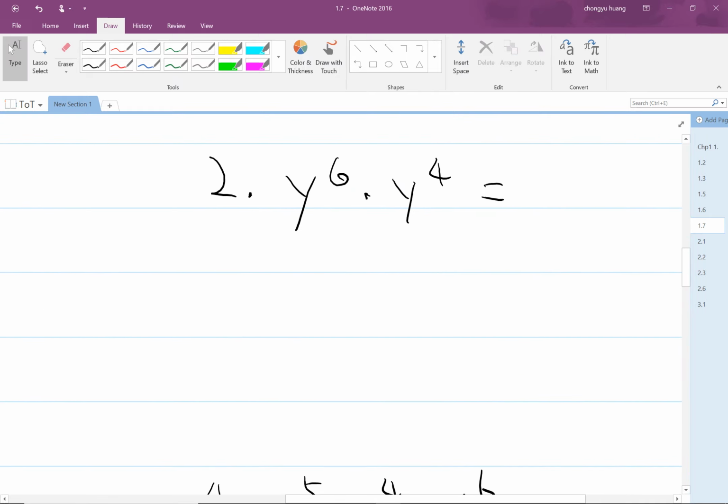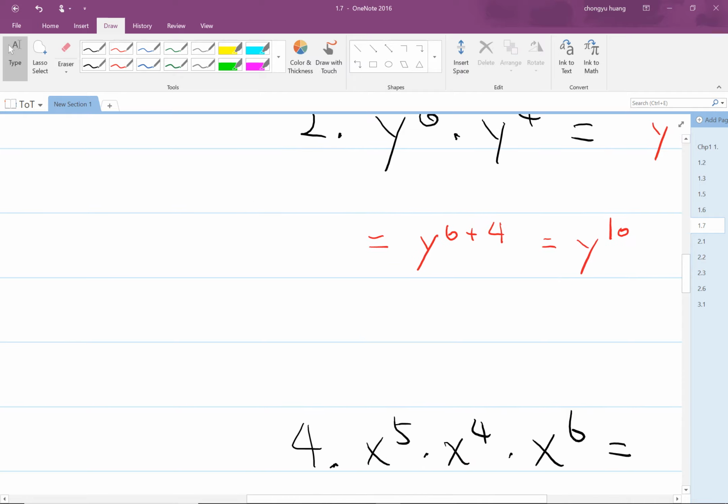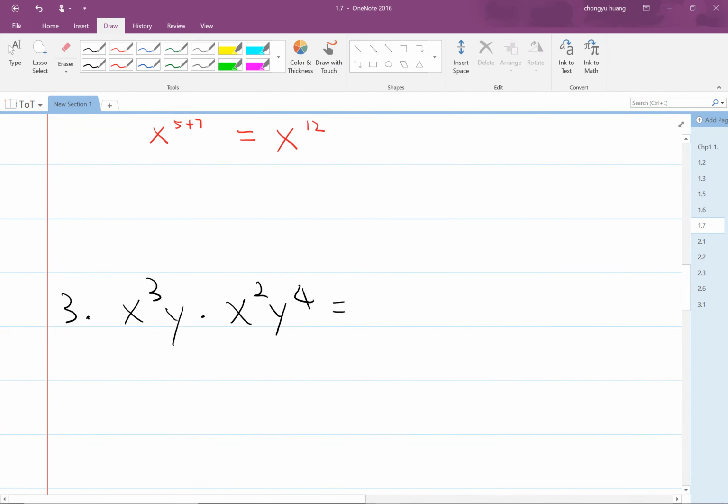The second question is also really similar. What you have to do is y to the power 6 plus 4, so it's going to be y to the power 10. That's the solution for question 2. Then let's move on to question 3.